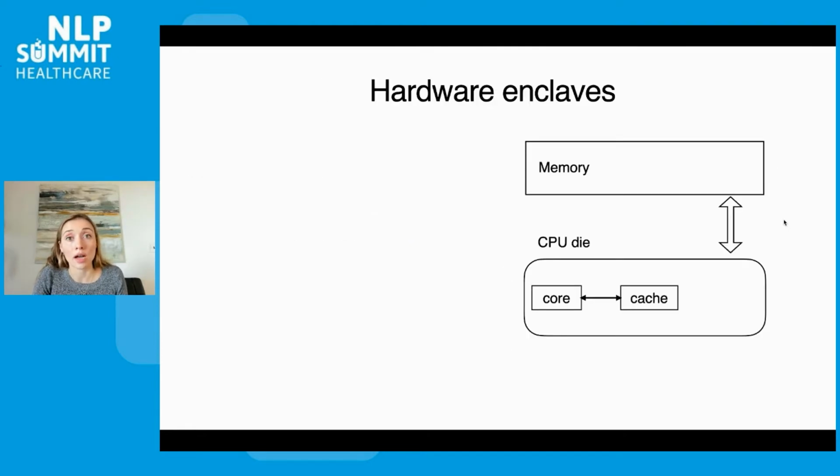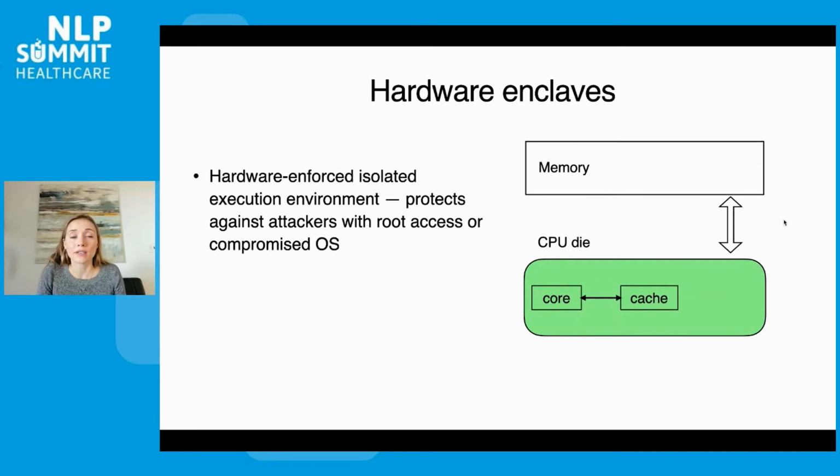Now the hardware enclave approach works as follows. At a high level, hardware enclaves are hardware modules that create a hardware-enforced isolated execution environment. Basically, the CPU is protected physically by hardware, and all data that leaves the CPU is encrypted by a memory encryption engine. So everything that goes outside of the CPU is encrypted. When data comes back in, it's decrypted by this memory encryption engine, and then the core of the CPU gets to compute on regular data. So that makes it quite fast.